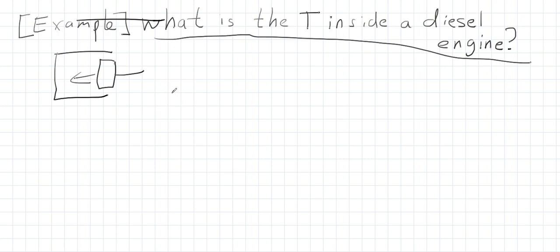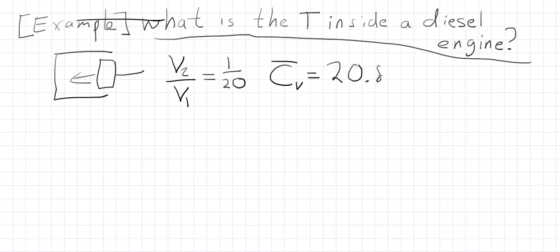And the compression ratio, that is how much the gas, the fuel-air mixture, is compressed, is a factor of 20. So at the end of a compression, we have 1/20th as much volume as when we started. Okay? And we also need some data. We need to know CV for air, which of course is a weighted average of nitrogen and a little bit of oxygen, and it comes up to about 20.8 joules per mole per Kelvin. So those are our givens.